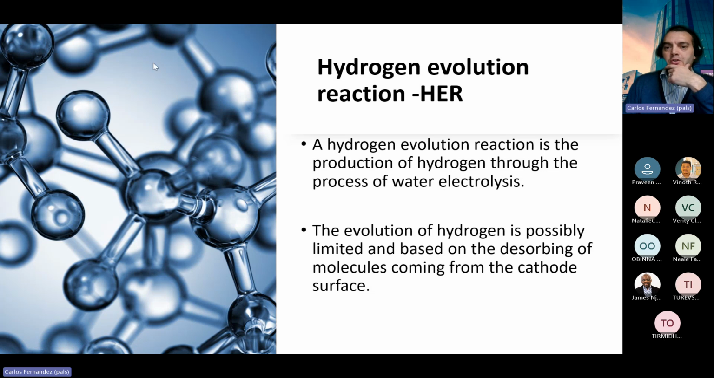The hydrogen evolution reaction is the production of hydrogen through the process of water electrolysis. As we mentioned earlier on, water electrolysis produces hydrogen and oxygen through two reactions, the hydrogen evolution reaction and the oxygen evolution reaction. The evolution of hydrogen is possibly limited and based on the dissolving of molecules coming from the cathode's surface. So again, this is important.